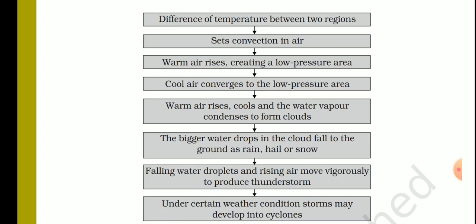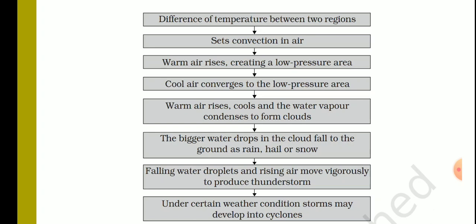The main condition required for a thunderstorm is the difference of temperature between two regions. This difference sets up convection in the air. The warm air rises, creating a low pressure area. Cool air converges to the low pressure area, because we know that air moves from a high pressure area to a low pressure area. The warm air rises, cools, and the water vapor condenses to form clouds.